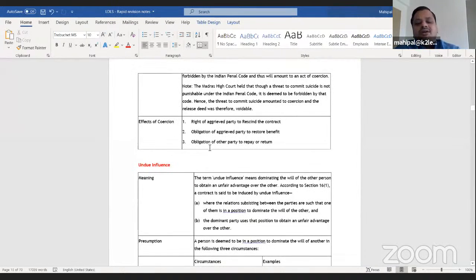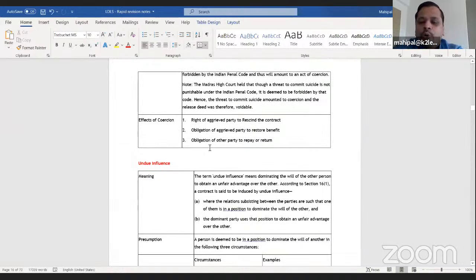Undue influence. Again, undue influence means domination of the will. My dear friend, these are very, very important terms. If undue influence comes and you have not written these two points, your answer is absolutely null and void. Again, stressing on those points: whenever the term undue influence comes, define undue influence and its effects. These are the important terms you have to remember, understand, and write.